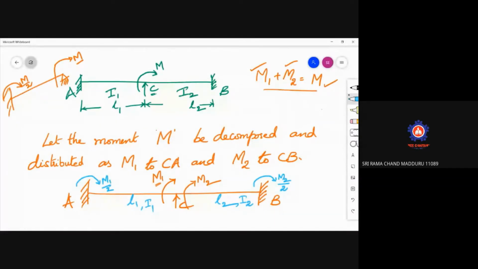So when M1 is acting as a moment, this will give you half of the moment to the far end. Understand that only when there is a fixed support will there be a carryover moment, which is half of the moment applied at the support.